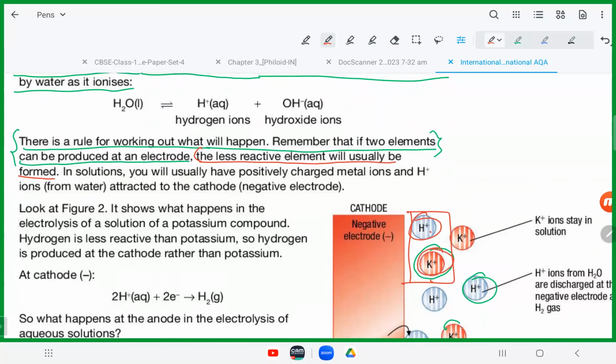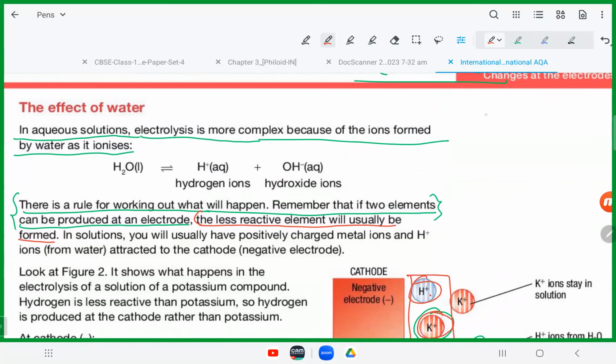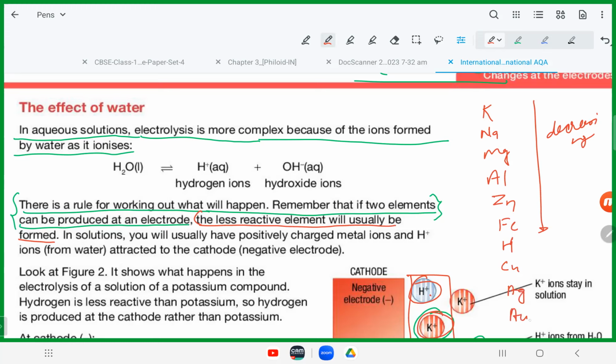If you remember, last class I told you the reactivity series. At the top, K is there, Na is there, Mg is there, Al is there, Zn is there, Fe is there, then hydrogen is there. So they are saying which one is going to form. This is the decreasing order of reactivity. And below it will come Cu, Ag, Au. So in decreasing order, they are saying the less reactive element will usually be formed.